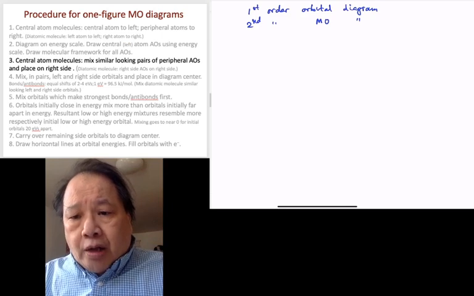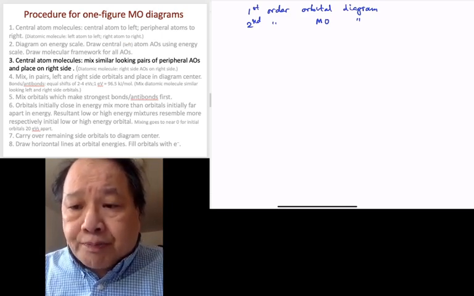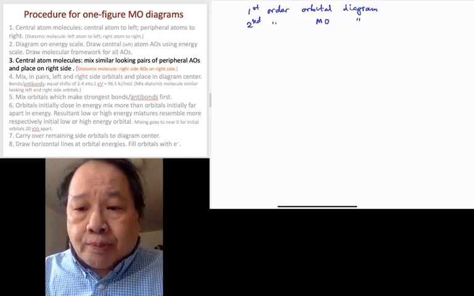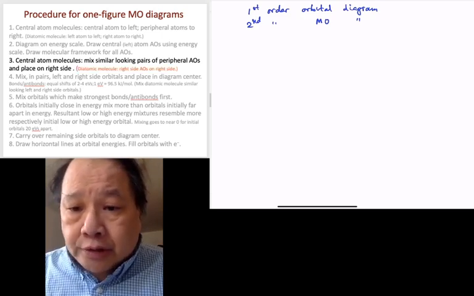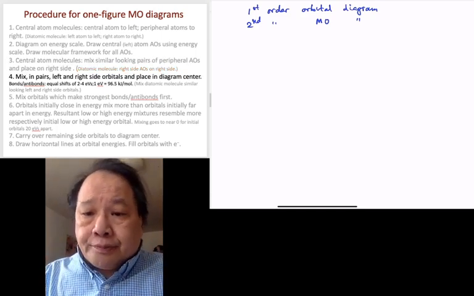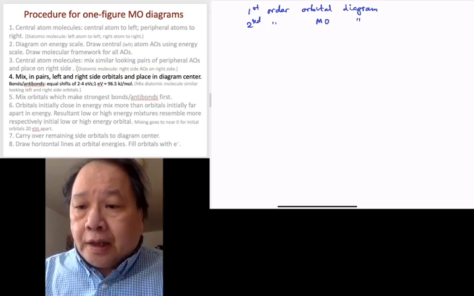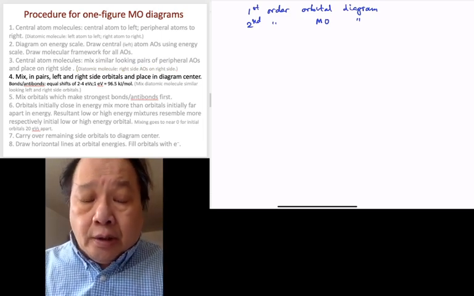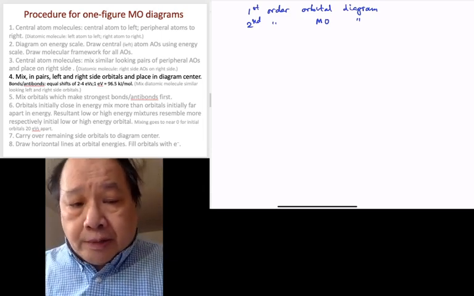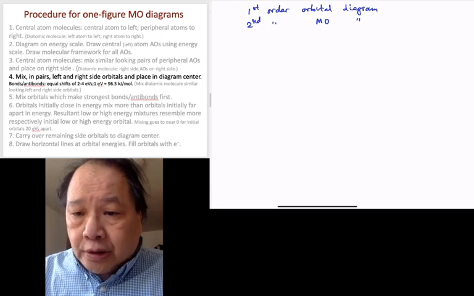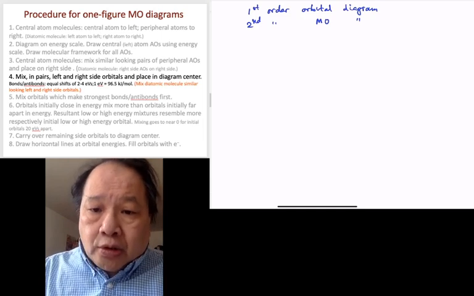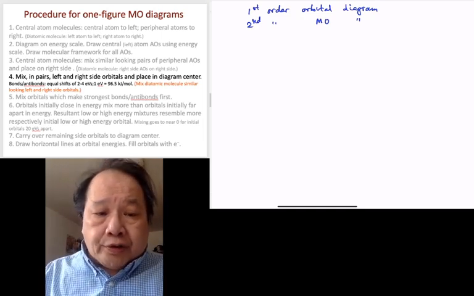In central atom molecules, we mix similar looking pairs of peripheral orbital AOs and place them on the right side. In diatomic molecules, we place the right side AOs on the right side. We mix them in pairs at this point. Left and right orbitals mix, and we place them in the diagram center. Bonds go down 2 or 4 eVs. That's the strength of a covalent bond. Antibonds go up the same amount of energy. And for diatomic molecules, we mix similar looking orbitals, left and right.